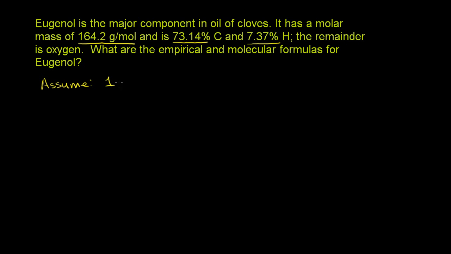So just to simplify things in our head, let's just assume that we have one mole of eugenol. And just as a bit of a refresher, a mole is just a huge number. It's like saying we have a million molecules of eugenol, but a mole is just an even bigger number. And we know that since we have 1 mole, that is going to have a mass of 164.2 grams. So another way to say it is we have 164.2 grams of eugenol.